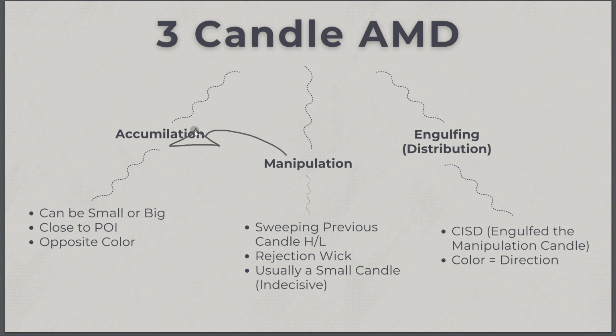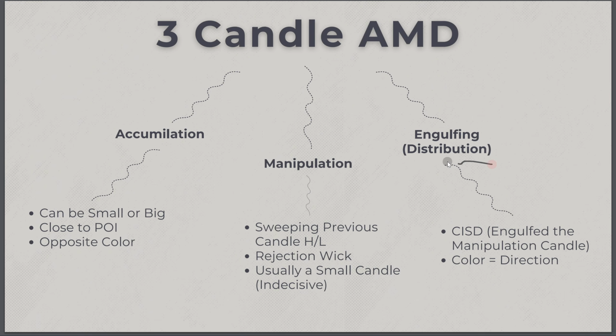Now the manipulation is going to be sweeping the previous candle's high or low. So you see this accumulation candle; I want the manipulation to sweep the higher low of that candle, and I want it to have a rejection wick. So I want to see it sweeping and then closing above, for example, in a bullish scenario. Usually it's a small, indecisive candle, especially in a 3-candle pattern. If we have a 2-candle pattern, it's going to be different, but what I'm referring to here is a 3-candle pattern. So I want it to be a small, indecisive candle with a rejection wick that sweeps the previous candle's higher low, right?